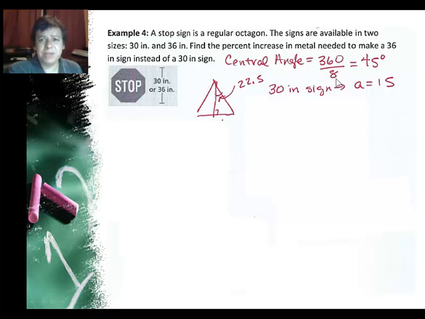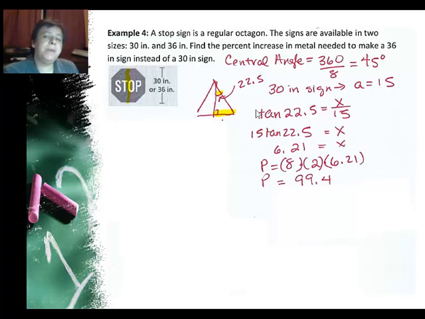I divide 360 by 8 because there are 8 sides. I get 45. I only want half of that angle. That's going to help me find this side right here. So I'm doing 22.5. Also, I know the apothem. It's this vertical distance right here, 15. Why is it 15? Because the height is going to be half of this distance. Center's right in the middle, and the height will be halfway across.